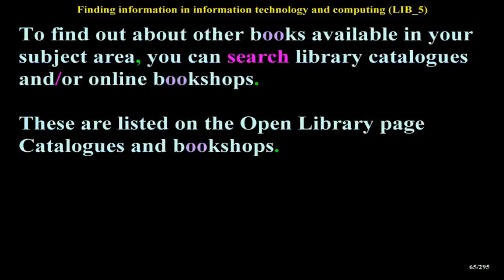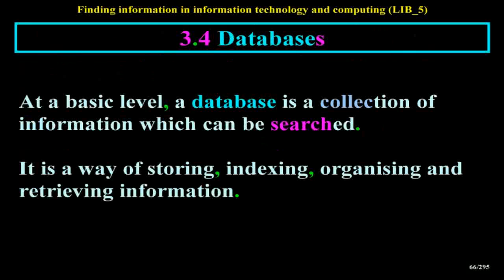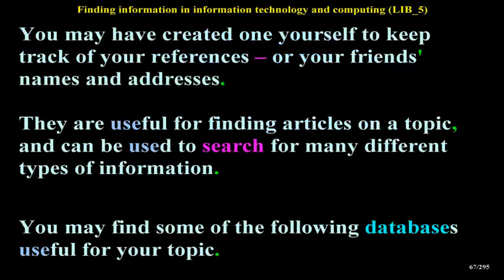Catalogs and bookshops. 3.4 Databases. At a basic level, a database is a collection of information which can be searched. It is a way of storing, indexing, organizing and retrieving information. You may have created one yourself to keep track of your references or your friends' names and addresses. They are useful for finding articles on a topic, and can be used to search for many different types of information. You may find some of the following databases useful for your topic.